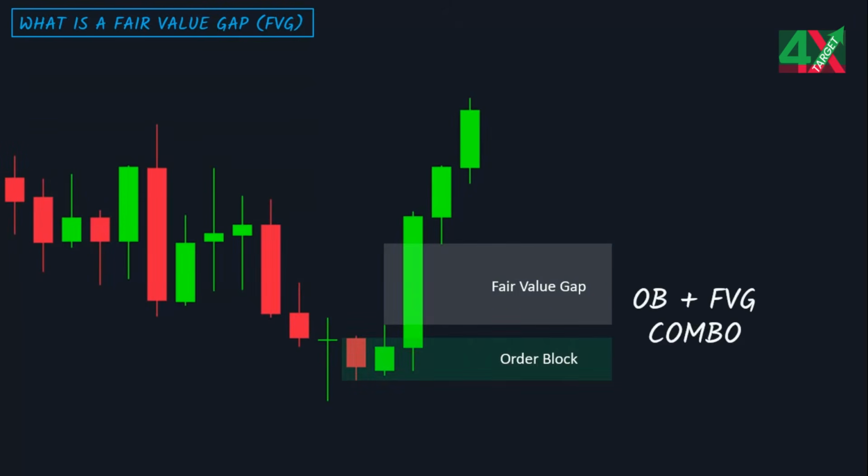Individually, order blocks mark institutional entry points, and fair value gaps show imbalances that the market wants to revisit. When these two overlap, meaning an order block aligns directly with a fair value gap, we get confluence. That overlap strengthens the level because it represents both institutional orders waiting to be filled and inefficiency that the market wants to rebalance. In simple terms, the more reasons price has to react from a zone, the stronger that zone becomes.